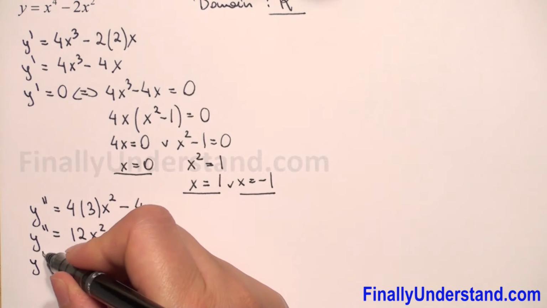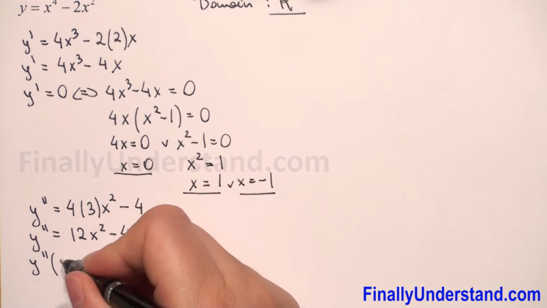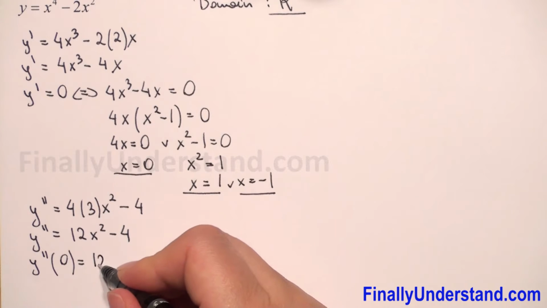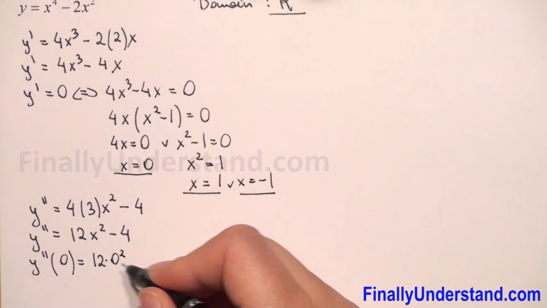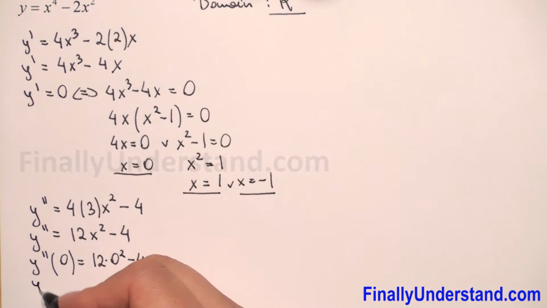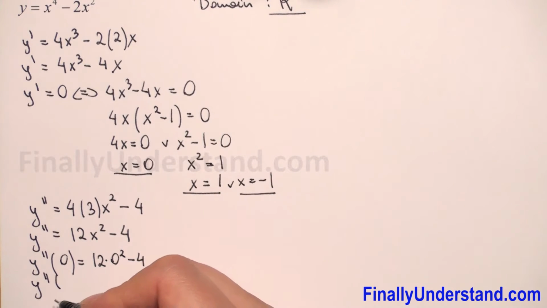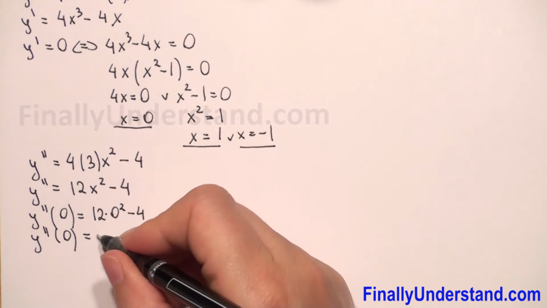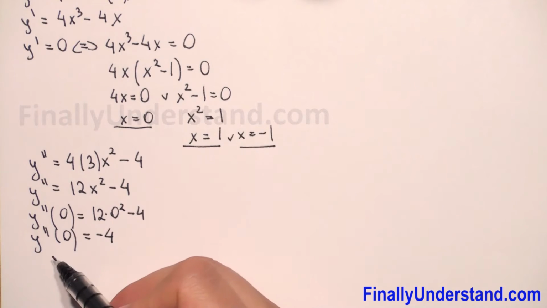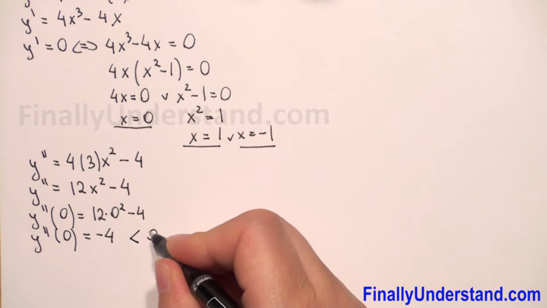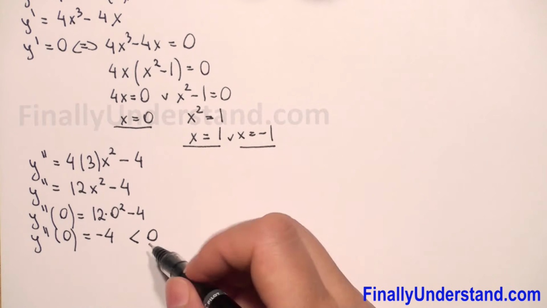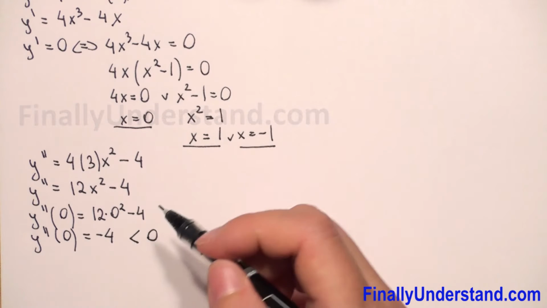So y double prime of 0 is equal to, I have to replace x by 0, so it will be 12 times 0 to second power minus 4. So y double prime of 0 is equal to negative 4. When the second derivative is negative, less than 0, it means we have a maximum for x equals 0.